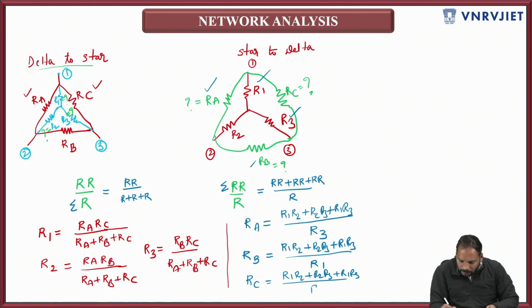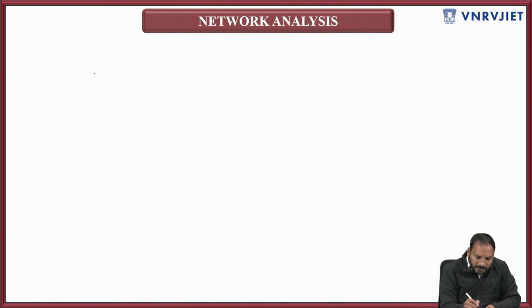So it is simply R2. So this is how very easily you can convert a delta connection into a star connection. Okay, so we'll try to solve a simple problem depending upon these conversions. So let us take, first of all, delta to star, right?